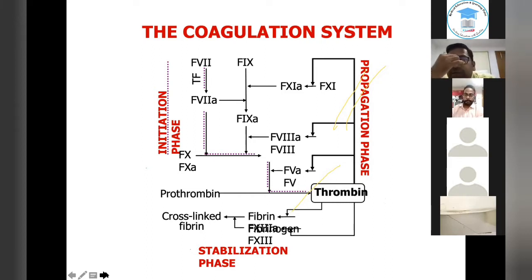Similarly, the activated 10 with activated 5 will convert prothrombin into thrombin. That's the reason the complex formed by activated factor 10 and 5 is known as prothrombinase complex. They are two crucial complexes, and the endpoint is thrombin generation and fibrin polymer formation. So whatever the pathway involved, you have to remember thrombin is central or critical in the coagulation system.